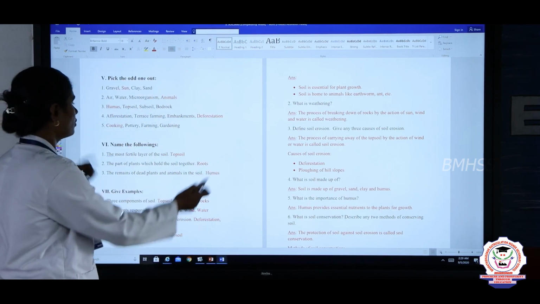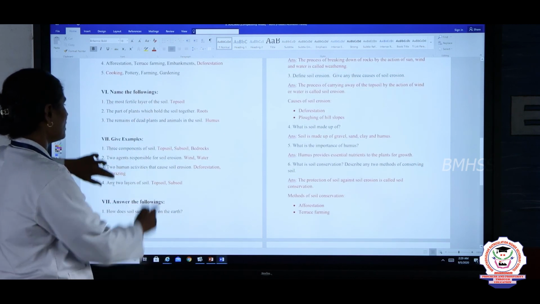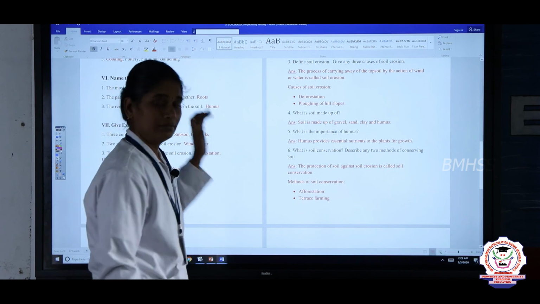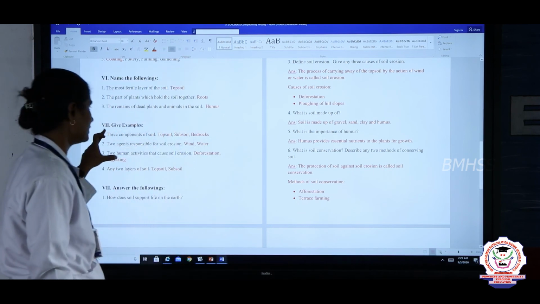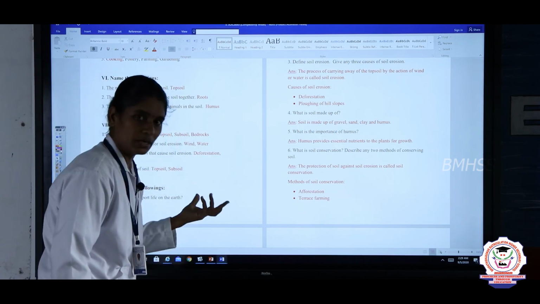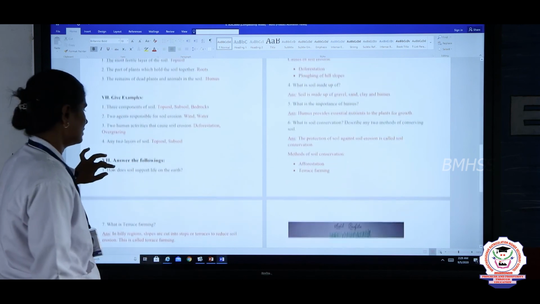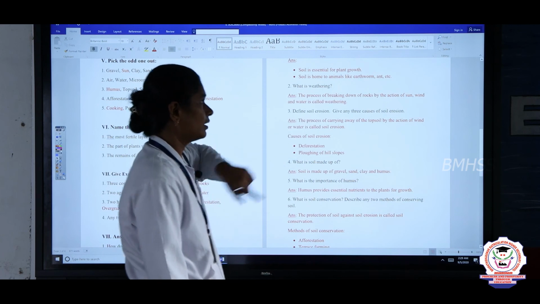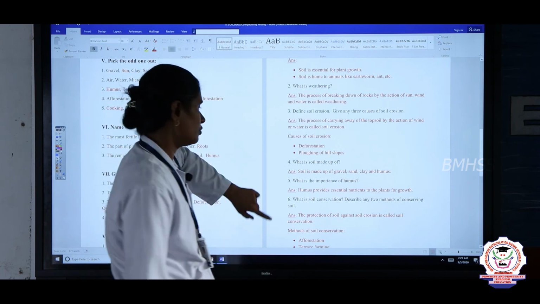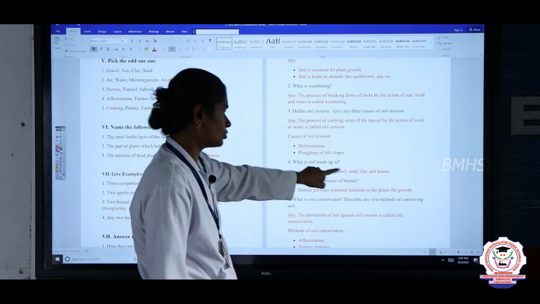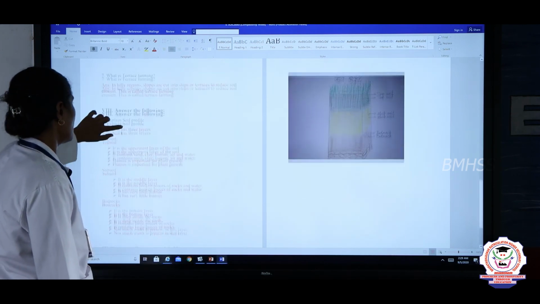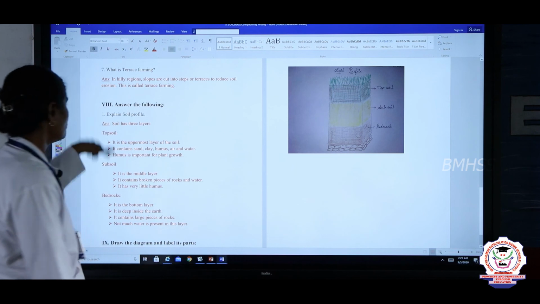Likewise you have name the following and give example. Name the following is also asked as give examples. Give example is also a creative question. So, that is given to you, and then your 2 marks. In your 2 marks, what is weathering? I have just explained it to you, right. What is weathering and what is soil made up of. These are the questions that are asked in the 2 marks, and you have a 5 mark.